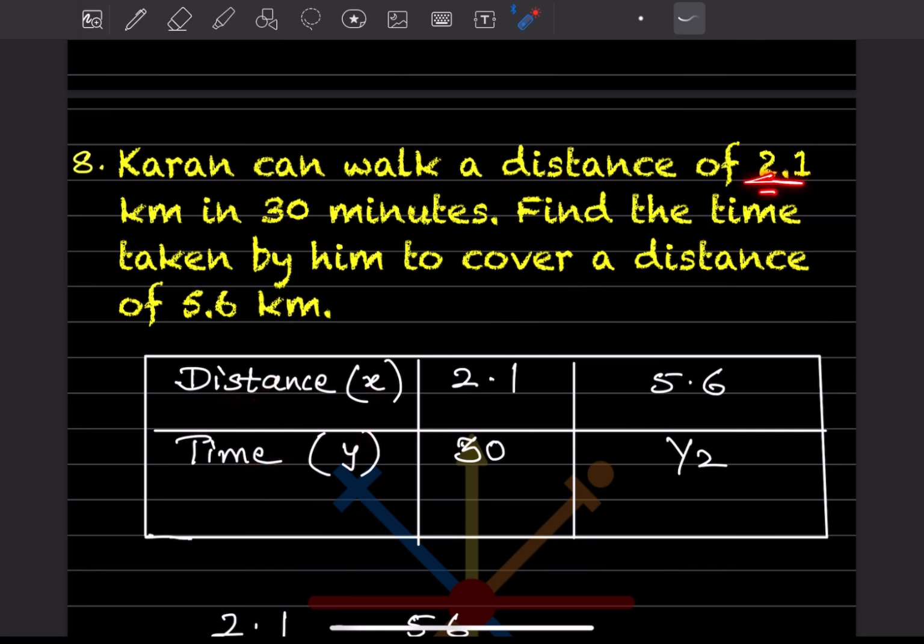So this is 2.1 kilometers, so you will write it here, and 30 minutes. So this is in place of time, and you have to find that time. So we don't know, so this is y. So this will be y1, this is x1, this is going to be x2, and this, let us consider as y2. So we don't know the time, so that will be y2, and the distance is given as 5.6. We'll write in place of this one distance 5.6.